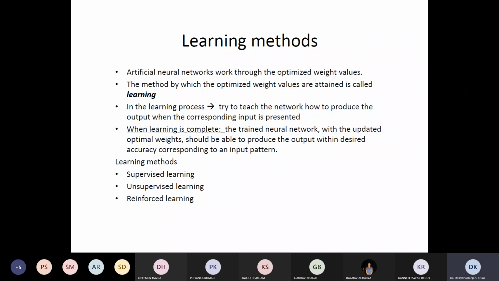Now, what are the different learning methods that you can apply to artificial neural networks? Artificial neural networks work through optimized weight values, and the method by which the optimized weight values are attained is called learning.